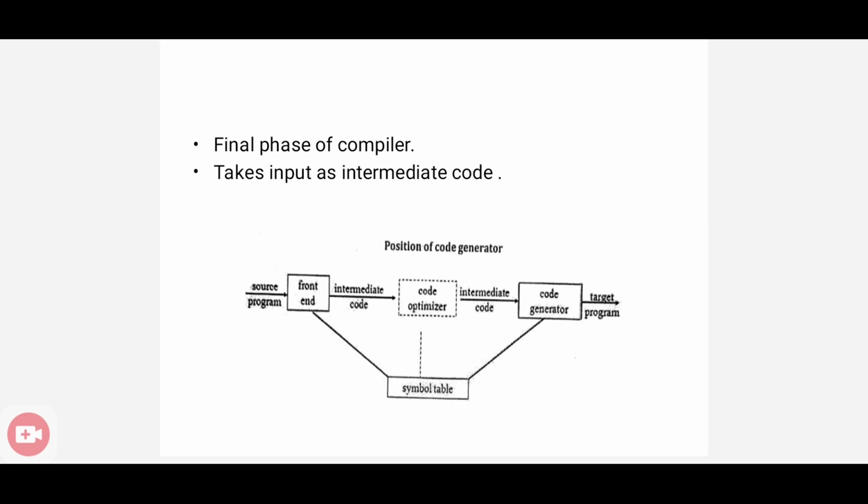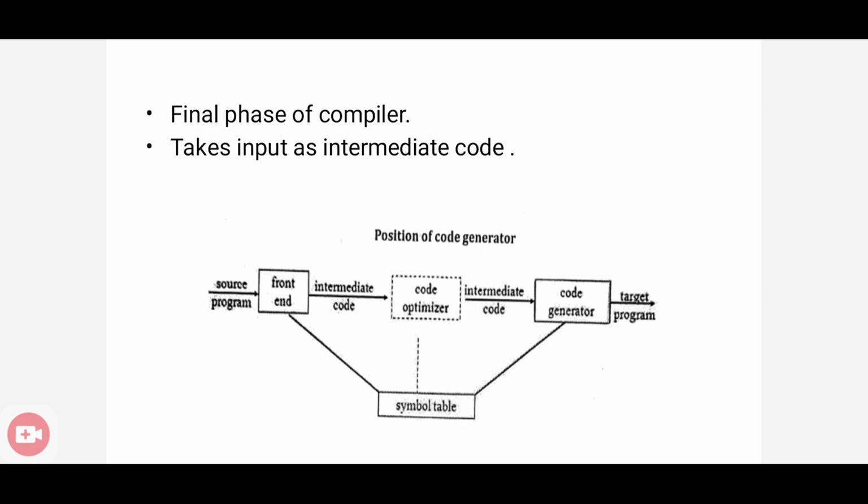So you can see from the figure that the front end phase accepts the input as a source program, and it will generate an intermediate code. Then that intermediate code is transferred to code optimization. It is an optional phase. So after code optimization we get optimized intermediate code, and that is the input of the code generator. The output of the code generator is actually a target program or machine code. All these phases are associated with a symbol table.